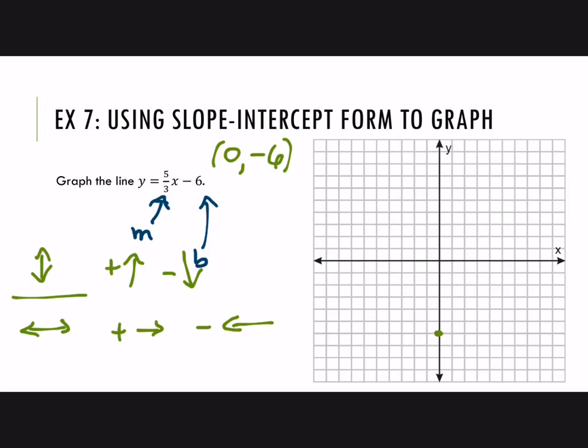right? And then you would move. Now this one has a slope of 5/3, so move up 5, and then move over 3, and plot the point where you end up. And that's right there. So that's the point (3, -1). And then draw a line through those points.